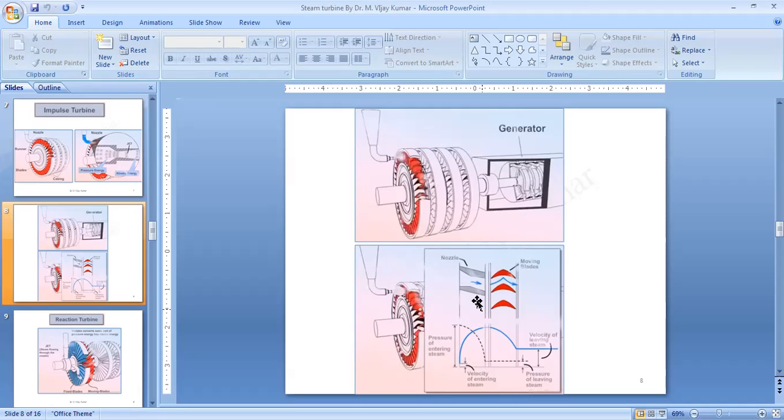This seems to be a convergent profile. In the convergent profile, the pressure will fall and the velocity will increase. The pressure energy is getting down and the kinetic energy is getting increased. So the high kinetic energy will be produced with high velocity, and that high velocity steam will be hitting these blades.